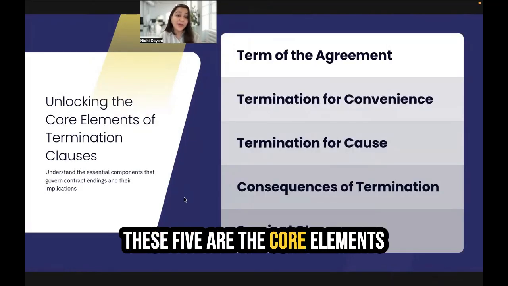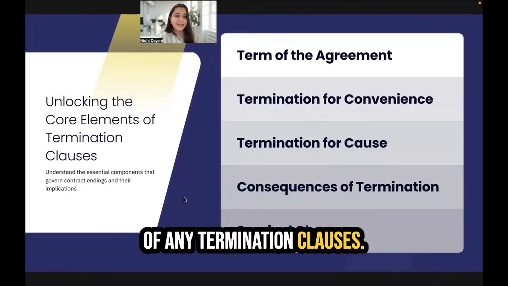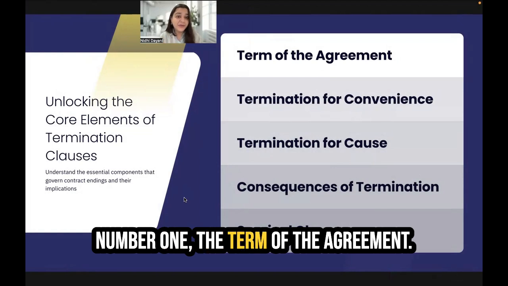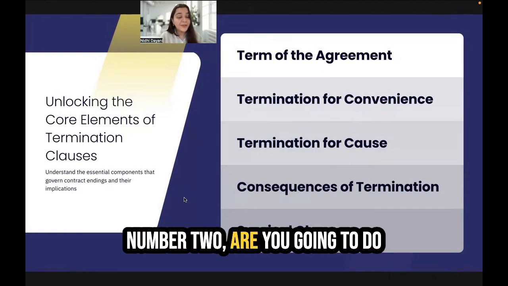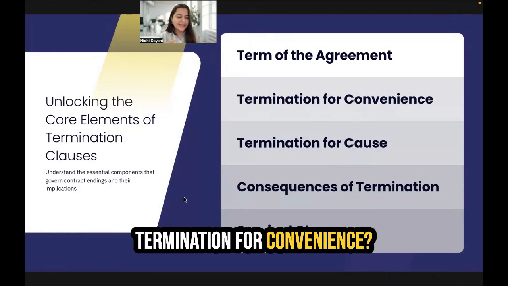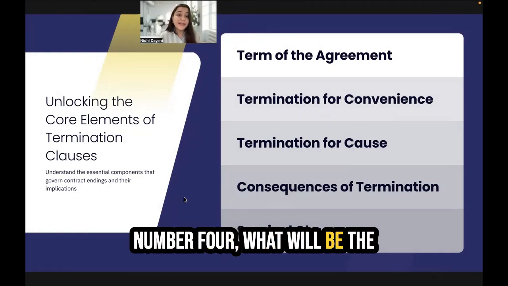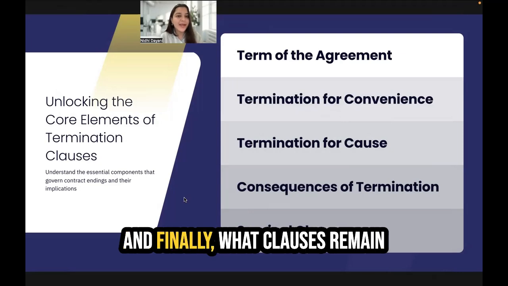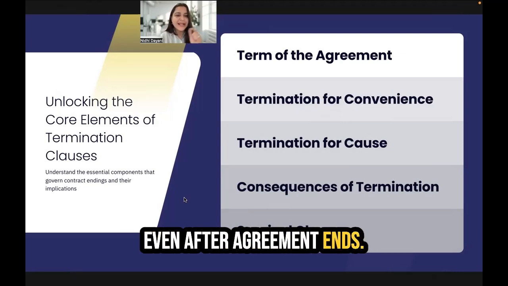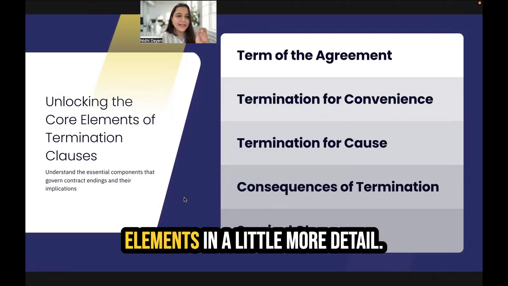These five are the core elements of any termination clause. Number one, the term of the agreement. Number two, are you going to do termination for convenience? Number three, termination for cause. Number four, what will be the consequences of termination? And finally, what clauses remain even after the agreement ends? Let's understand all of these five elements in a little more detail.